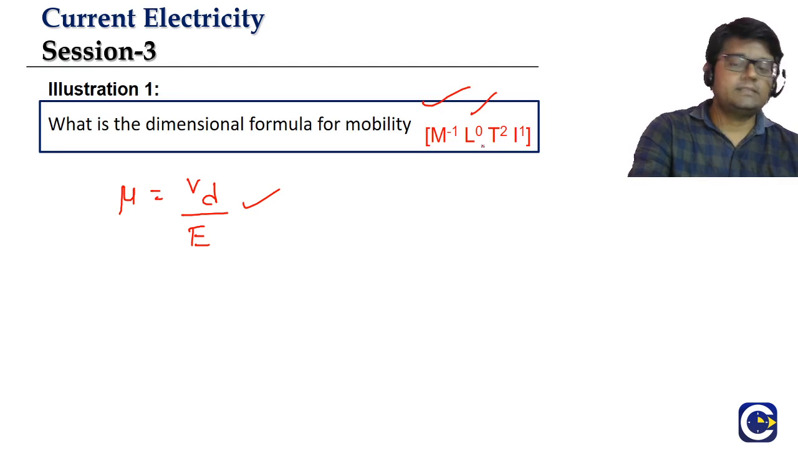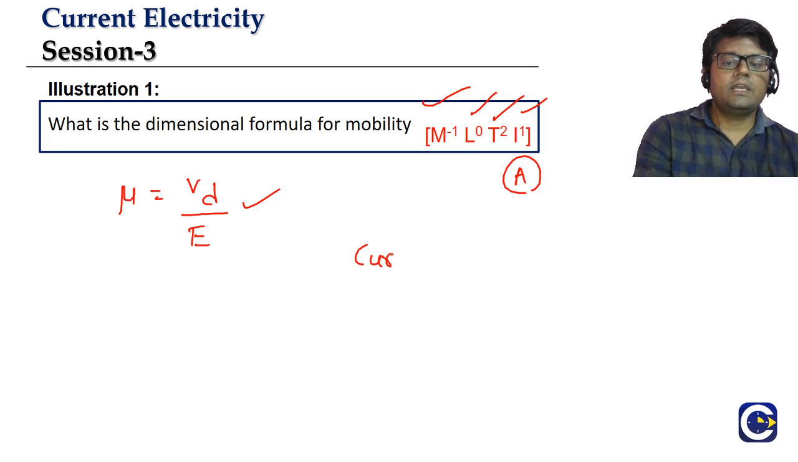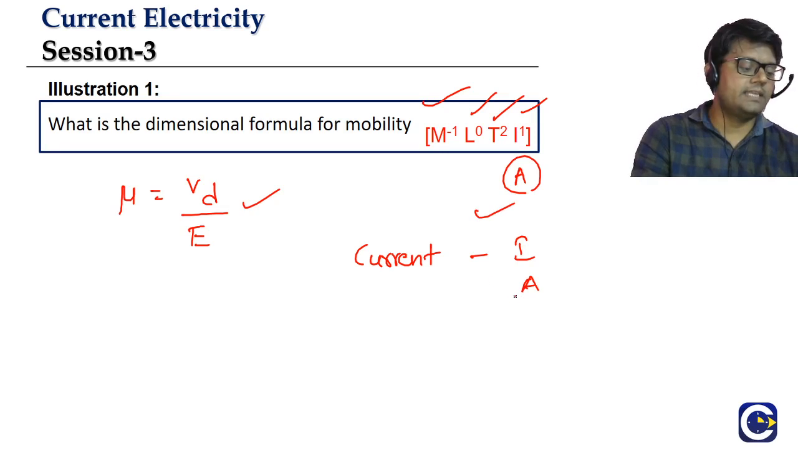L power 0 means L will not have any dimensions. Then there will be T square and then either I power 1 or A power 1, because we already discussed, right? For the current, we can use either I or A as the symbol. Both of them we can use. The dimensional symbol for current can be either I or A.